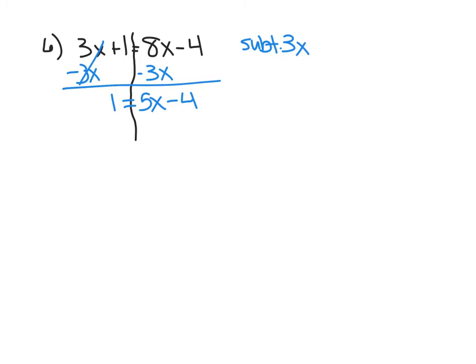And now we have a two-step equation. Now we can move the constant. So now we're going to add 4 to both sides, right? So we're going to add 4, and we're going to add 4. 5x equals 4 plus 1 is 5.